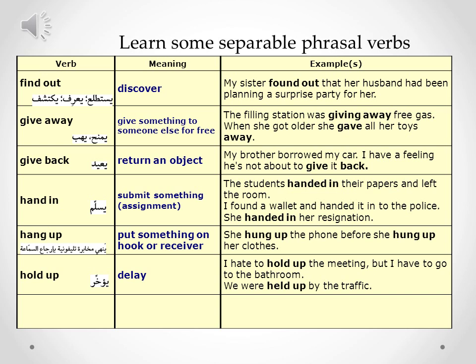Hand in, which means to submit something or to submit an assignment. Examples: the students handed in their papers and left the room. I found a wallet and handed it in to the police. And the third example: she handed in her resignation. Hang up means to put something on a hook or receiver. Example: she hung up the phone before she hung up her clothes. Now we've got two different things, and we are using the phrasal verb for two different contexts.